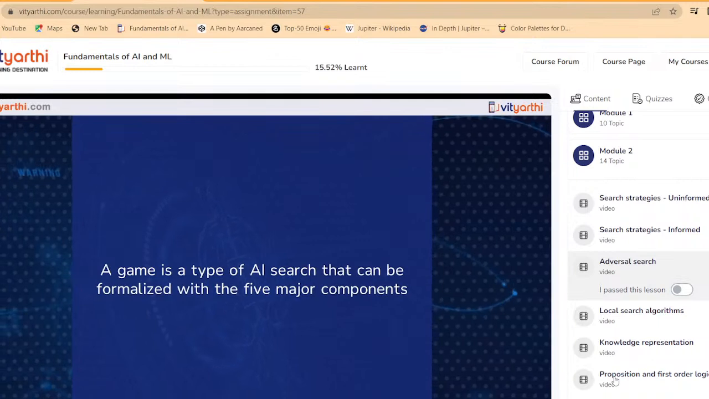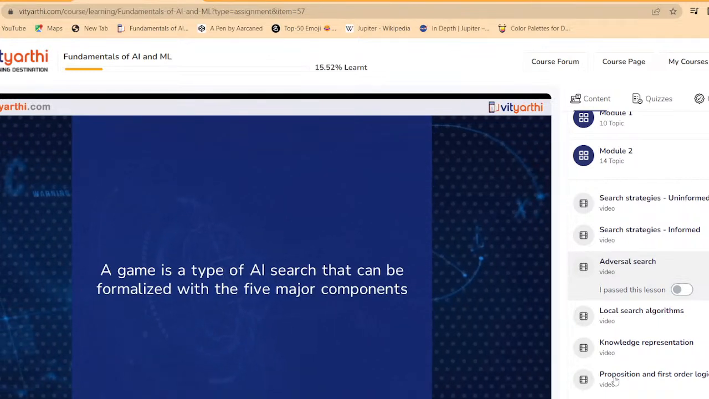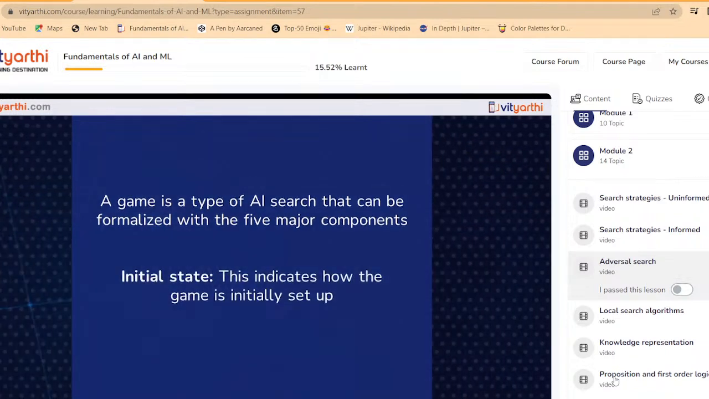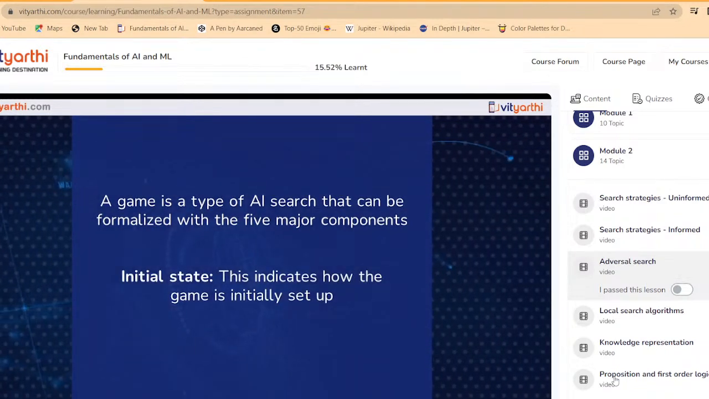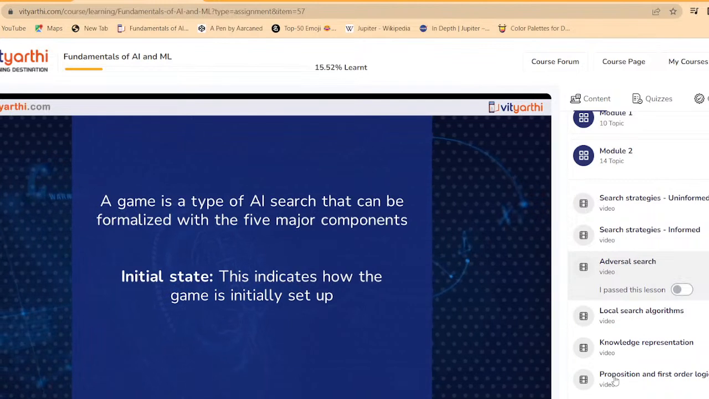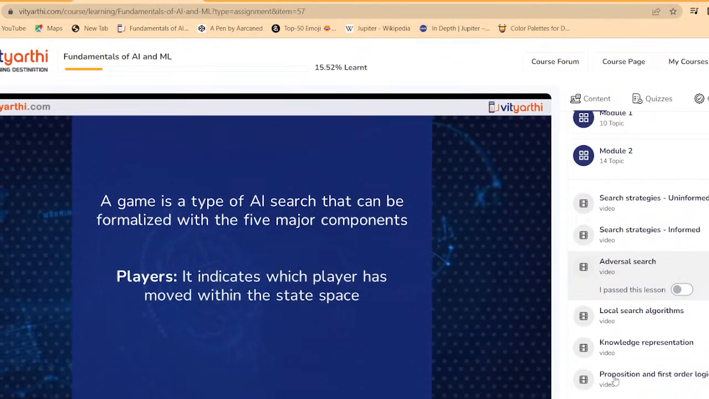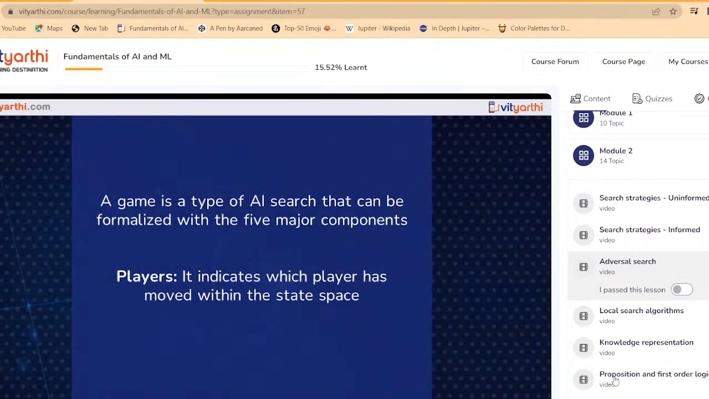A game is a type of AI search that can be formalized with five major components. The first one is initial state. It indicates how the game is initially set up. The second one is players. It indicates which player has moved within the state space.